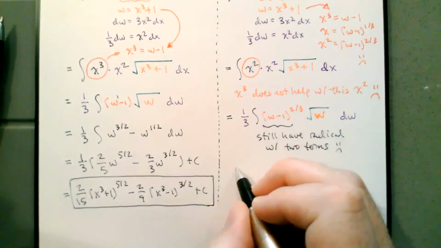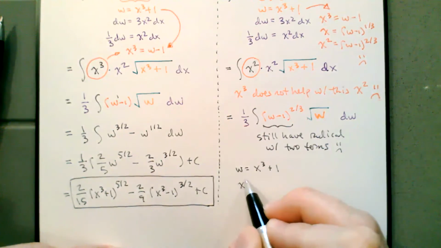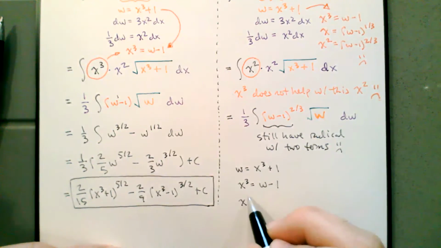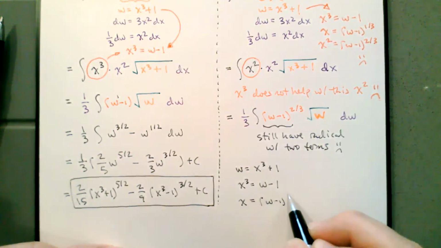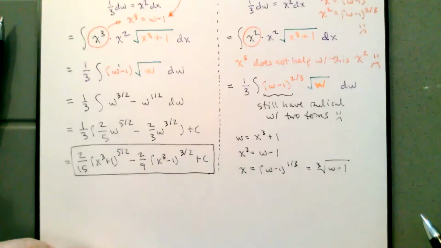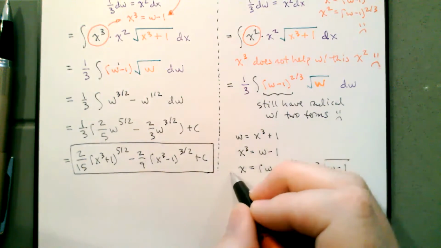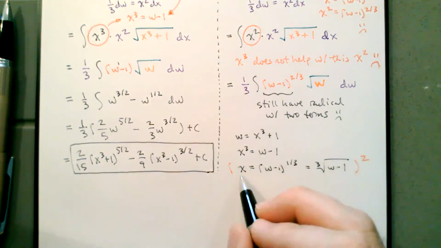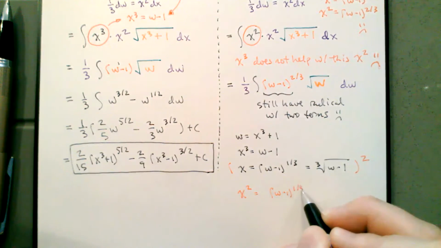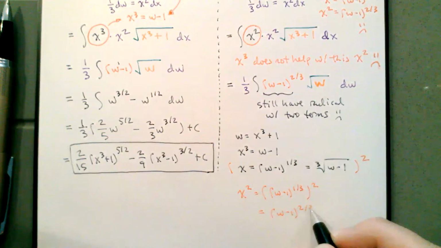So it started off with w is equal to x cubed plus 1. If we want to solve for x, we'll subtract 1 from both sides. We'll raise both sides to the 1/3 power. That's the same as a cube root. Then if I want to know what x squared is, because that's what I have in the problem, I can square both sides. X becomes x squared. And if I raise w minus 1 to the 1/3 power to the 2nd power, that's going to be w minus 1 to the 2/3 power.